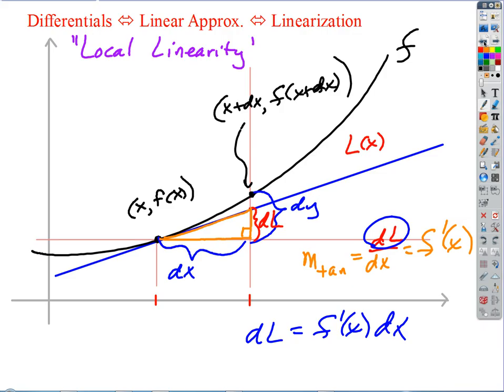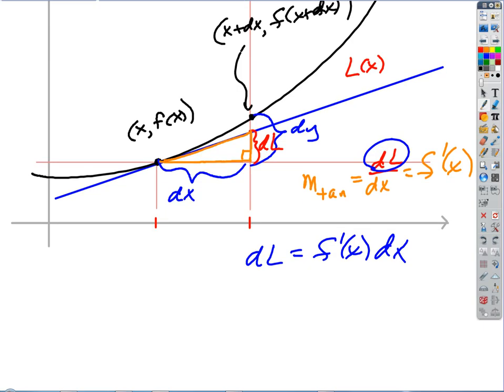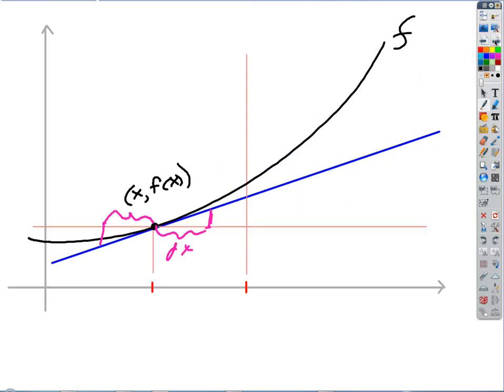How much? Well, the actual amount is dy, but that's hard to do in your head. This linearization, though, might not be so bad if we want to find out how much the tangent line is changing. We have a formula for that, right there. The amount that the linearization changes is just f prime of x dx, right?